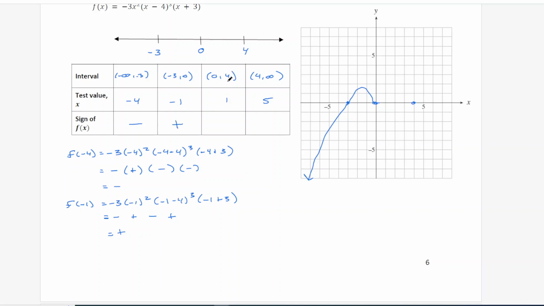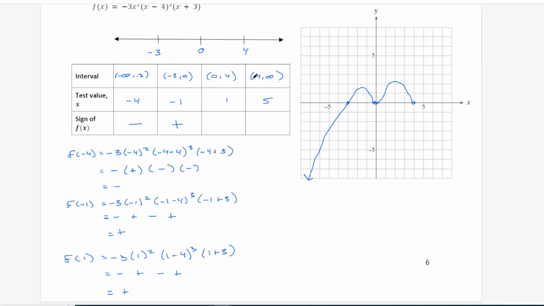Then we're going to look in the next interval. So we're going to pick 1. We've got negative 3 times 1 squared times 1 minus 4 cubed times 1 plus 3. And so this is going to be a negative, positive, negative, positive. So this is going to be positive as well. So interesting, I'm going to stay positive, which means this must have been a touching part.